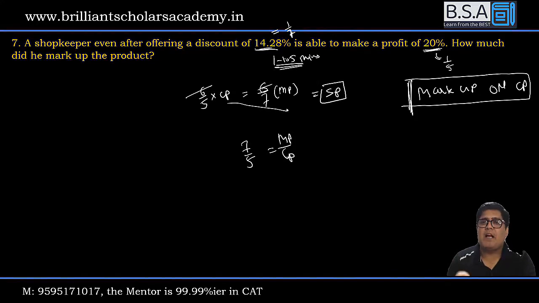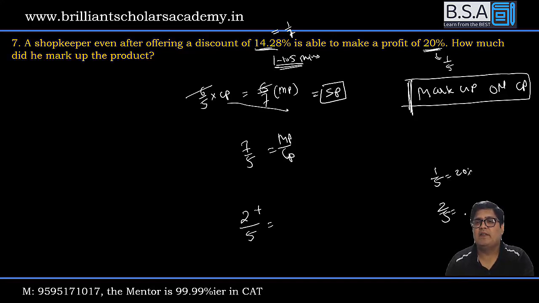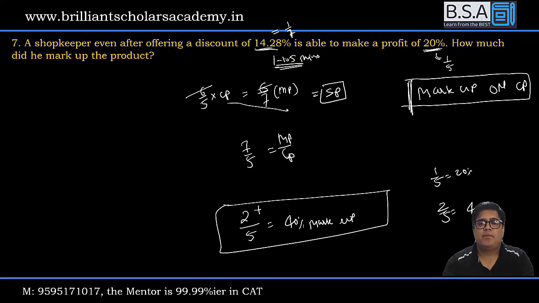So how much markup is happening? There is 2 rupees markup on the cost of 5. And 2 by 5, see 1 by 5, 1 by 5 is 20%. So 2 by 5 shall be 40%. 40% markup is happening. Absolutely, yes. Your answer is correct. Very nice.